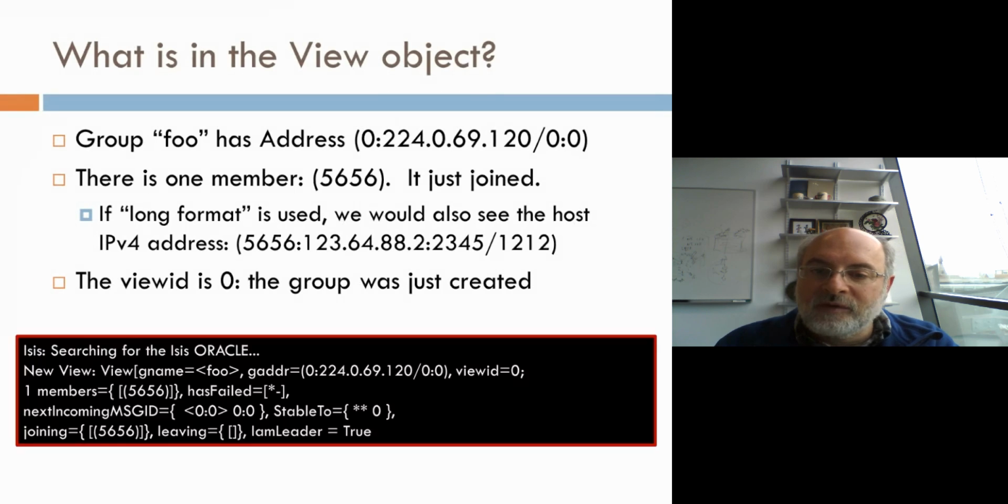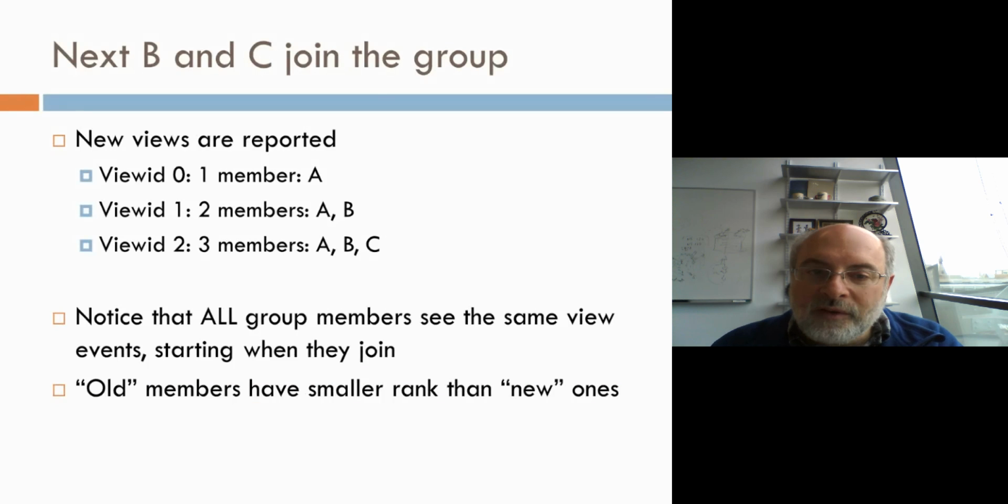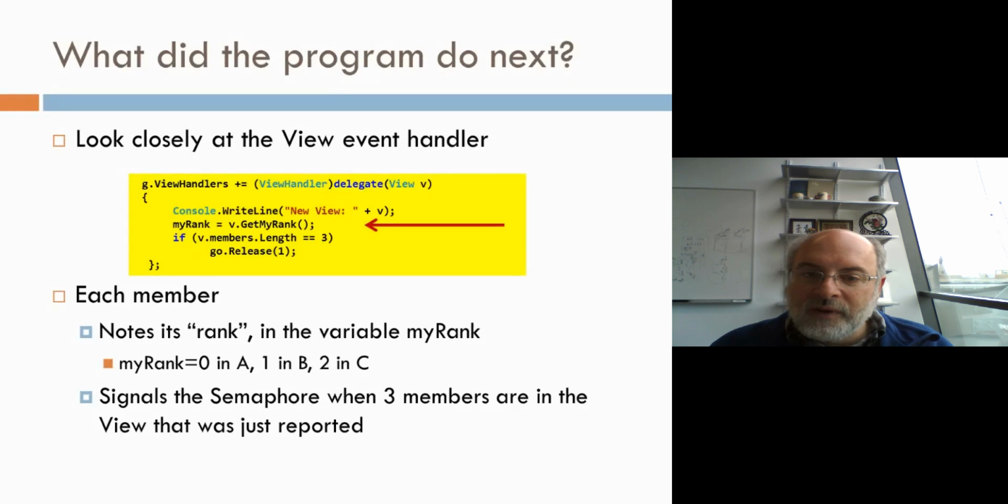Okay, and the view ID will be 0 if the group was just created. So when B and C join the group and the membership grows, you get more calls to this view handler. Eventually, it reaches length 3. Now the other thing the view handler is doing is, each time an upcall occurs, this global variable called myRank is getting set to the size of the view. I'm sorry, to the rank of this member in the view.